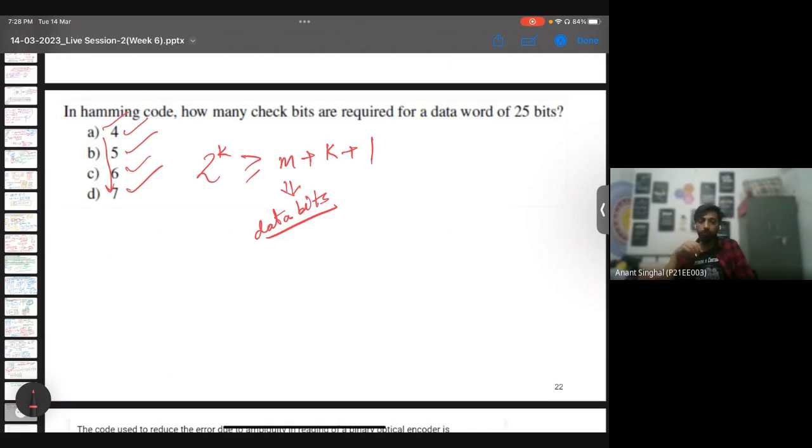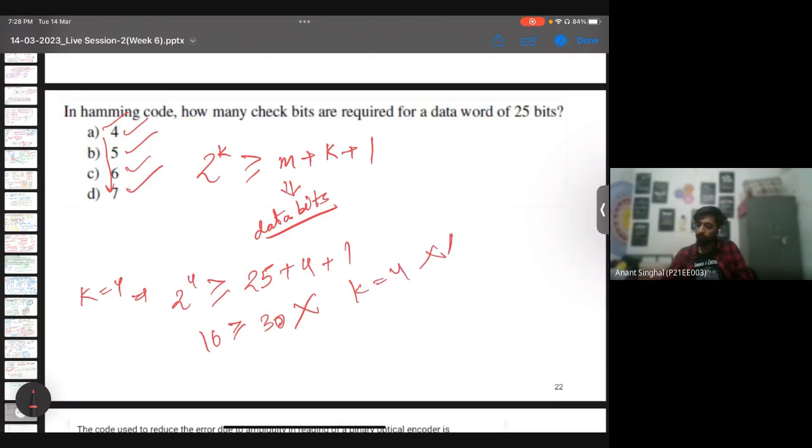We always look for the minimum bits in the Hamming code, since fewer bits means less computational time and less circuitry involved. So let me try it for k = 4. K = 4 means 2 to the power 4 should be greater than or equal to m + k + 1, which is 25 + 4 + 1. So 2 to the power 4 is nothing but 16, which is greater than 30? This is not true. So k = 4 is not the answer.